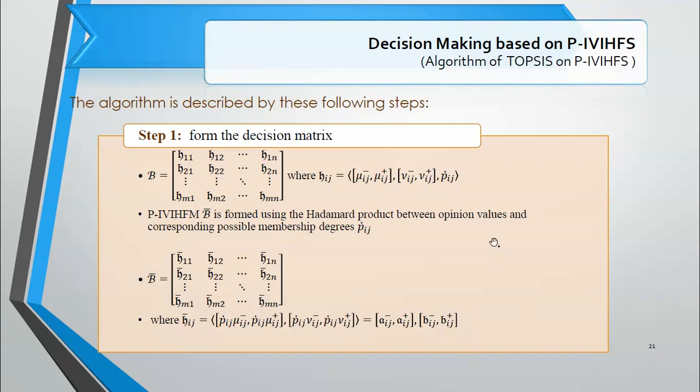Now we describe the algorithm of the TOPSIS method by forming the decision matrix whose elements are in the form of interval valued intuitionistic hesitant fuzzy numbers together with the probability Pij. Using the Hadamard product between the opinion values and the corresponding possible membership degree, we obtain the probabilistic interval valued hesitant fuzzy matrix, which is denoted by B bar here.